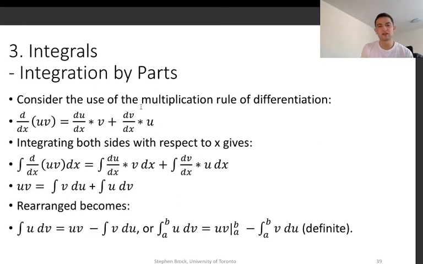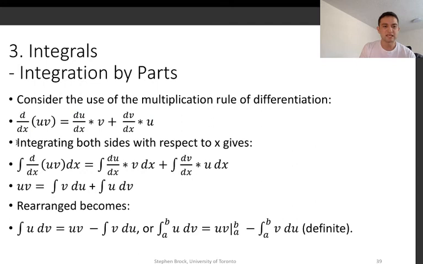So consider the use of the multiplication rule of differentiation. So we have uv, we're going to take the derivative with respect to x, and this gives us the derivative of u with respect to x times v plus the derivative of v with respect to x times u, and that's just the multiplication rule in action.